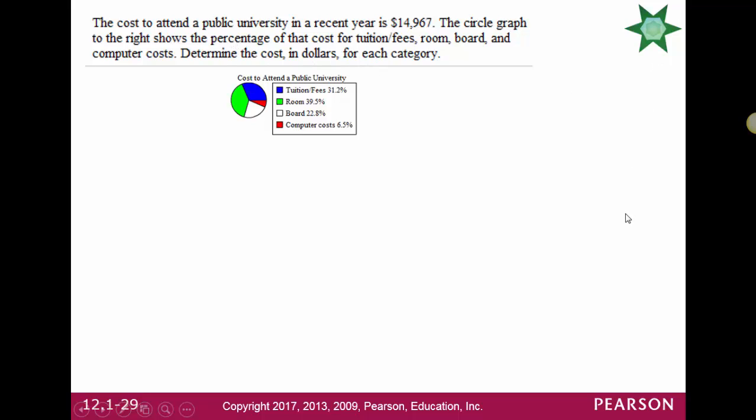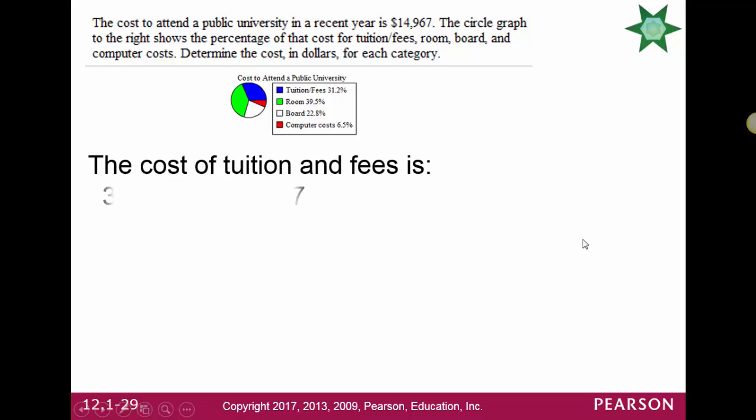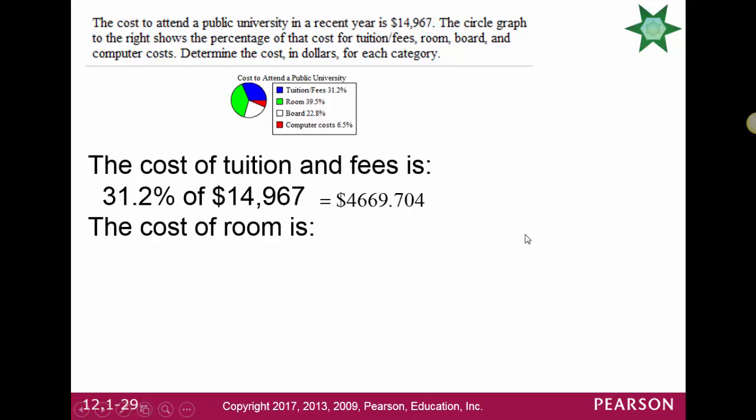So just like we did on the last one, we know the total cost, and we can just multiply each percent. So tuition and fees is going to be 31.2% of $14,967, which comes out to be this number here. And then we're going to do room, which is 39.5% of the total cost, which comes out to be this number.